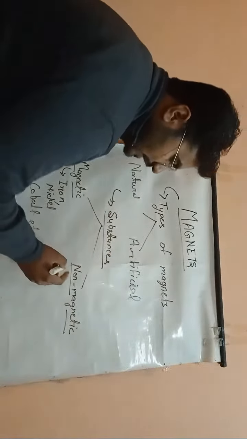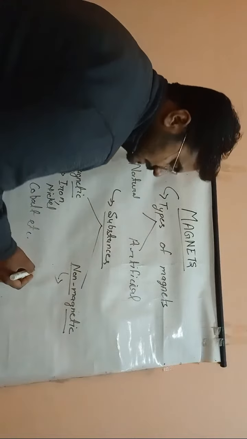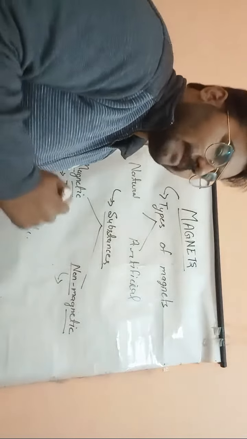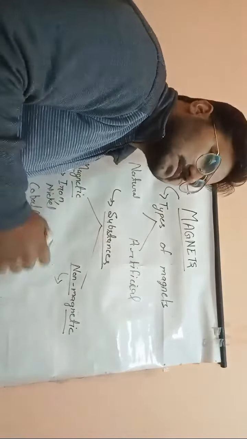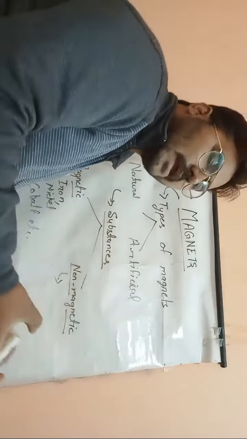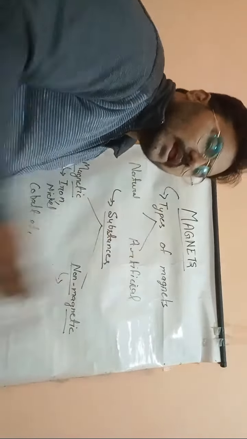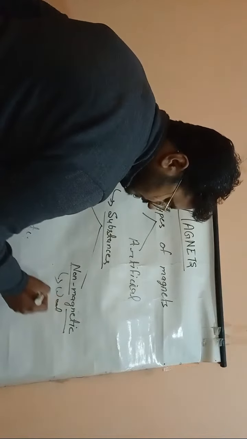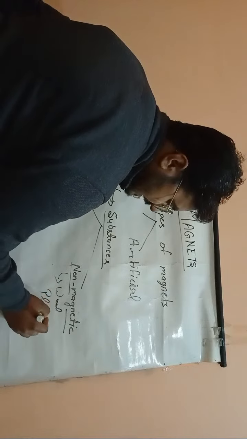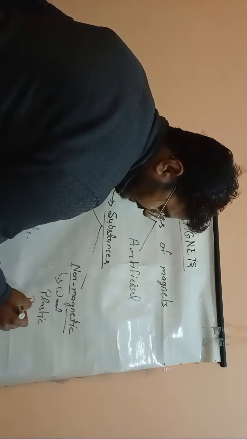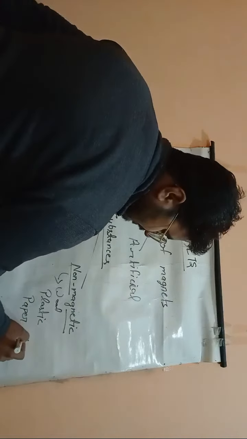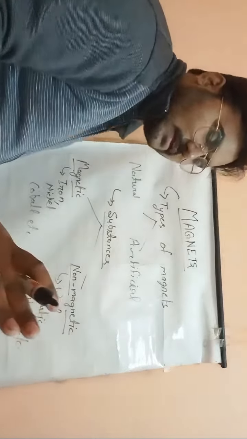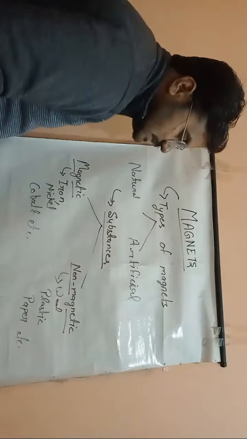Okay. Then if you are talking about non-magnetic substances, some examples. The substances that are not attracted towards the magnet are called non-magnetic substances. All those substances that will not stick to the magnet, that will not be attracted by the magnet, they are called non-magnetic substances. For example wood, plastic, paper, etc. Many are there. You can use whatever you want to write, but make sure you write the correct answer.